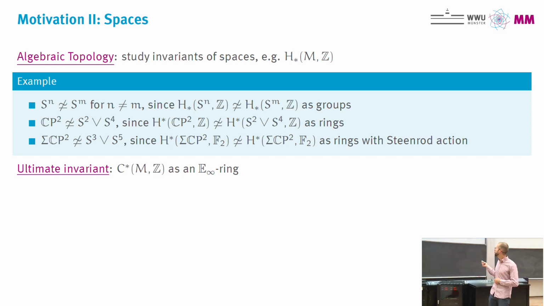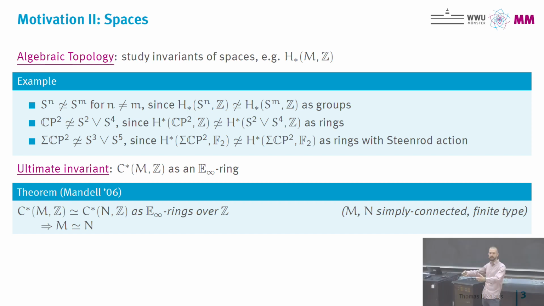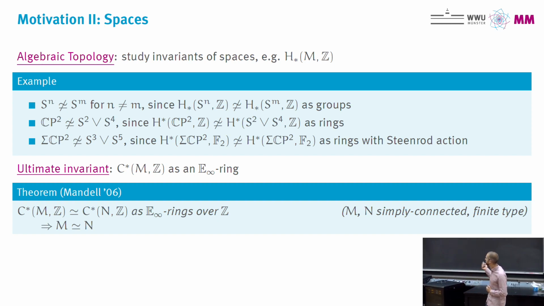And why do I say this is the ultimate invariant? That's a very beautiful theorem of Mike Mandell. Namely, he proves the following: if you have two spaces, say of finite type, simply connected, such that the associated cochain algebras are equivalent, then the spaces already were homotopy equivalent. So that tells us we can't do better than that. We can completely distinguish at least simply connected spaces by this invariant. And I think this is one of my favorite theorems in math. This is actually an integral version of Sullivan's rational homotopy theory.